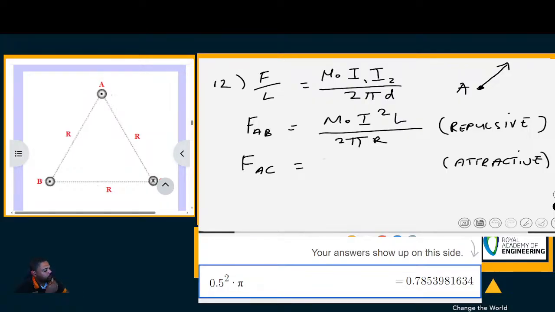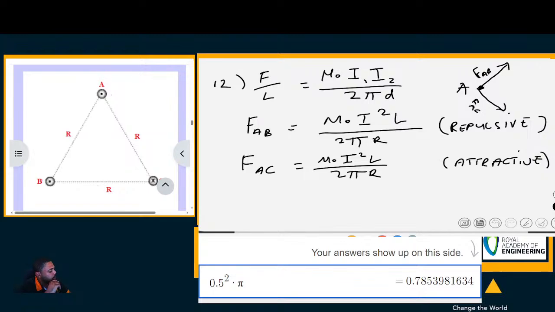If we were to work it out, the force will still be mu naught, the currents both have I, L is there, over 2 pi, and the distance between them is R as well because it's an equilateral triangle. So this force is force AB, and this is force AC because it's attractive. So that's force AC, in that direction.